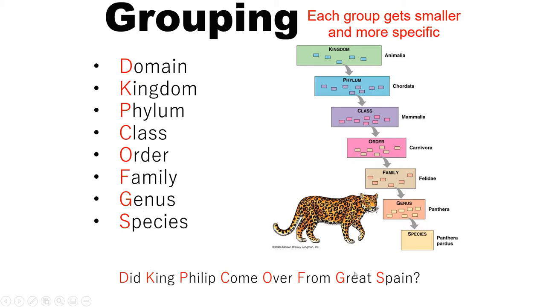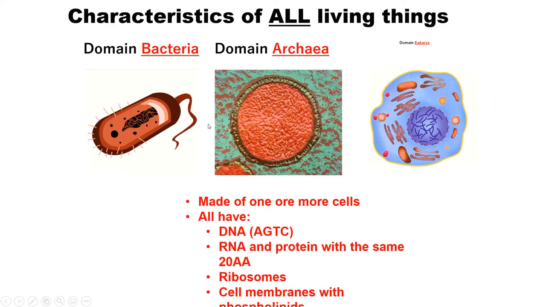Let's always remember our little mnemonic: Did King Philip come over from Great Spain? To remember the order between those.